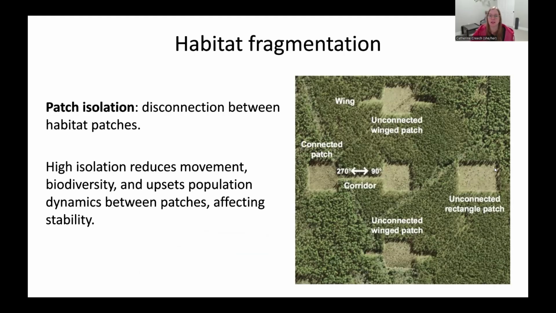Here's another visual. We have an edge, and we can see a little wing coming off of it. These patches are going to be connected with a corridor, and each of these little patches is going to have a different type of habitat and a different type of microclimate compared to the habitat around it. So patch isolation separates those smaller populations from the larger populations. It reduces the animal's ability or the plant's ability to distribute itself, to move. It decreases biodiversity, and it changes all of those population dynamics, including food cycles and safe habitat for nesting or hunting.